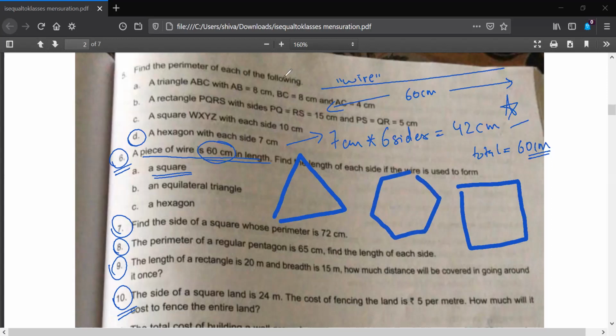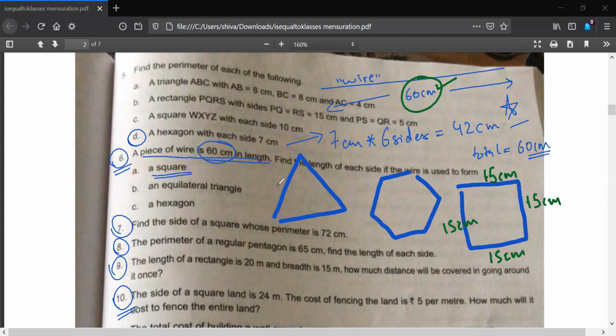And now I have to find each side. Now for finding each side, see, the length of the wire remains 60 centimeters. That won't change. Now, when I have to form this square, each side should be equal. So if each side is 15 centimeter, then I will have a square. Any doubt, Mr. Sarthak? No, sir.